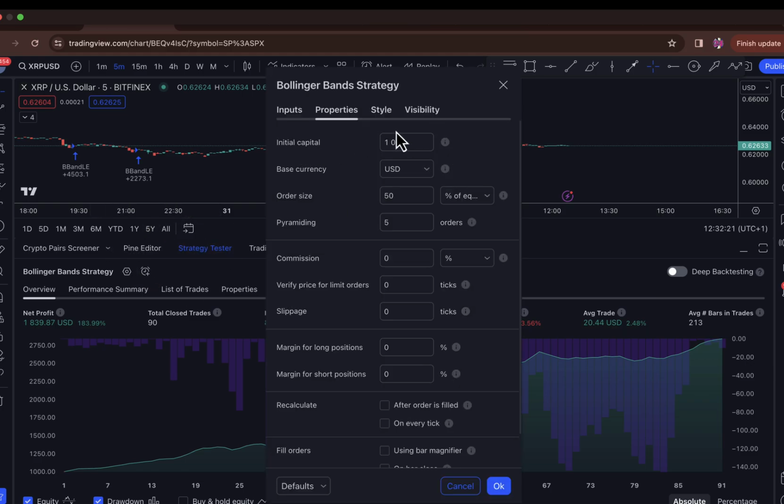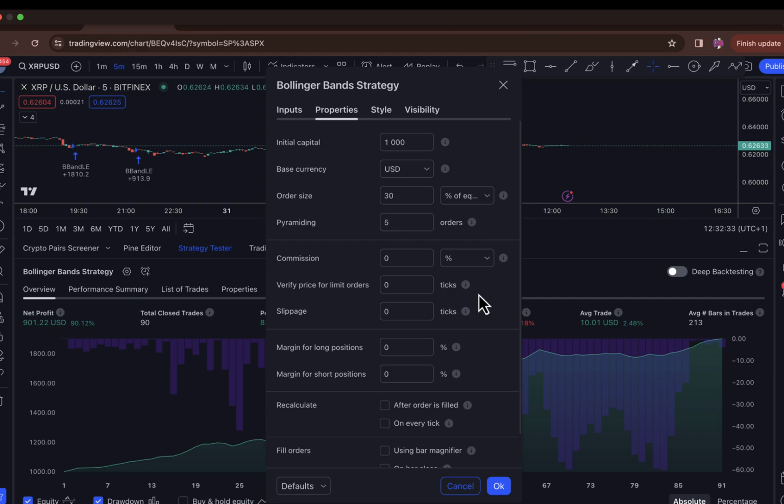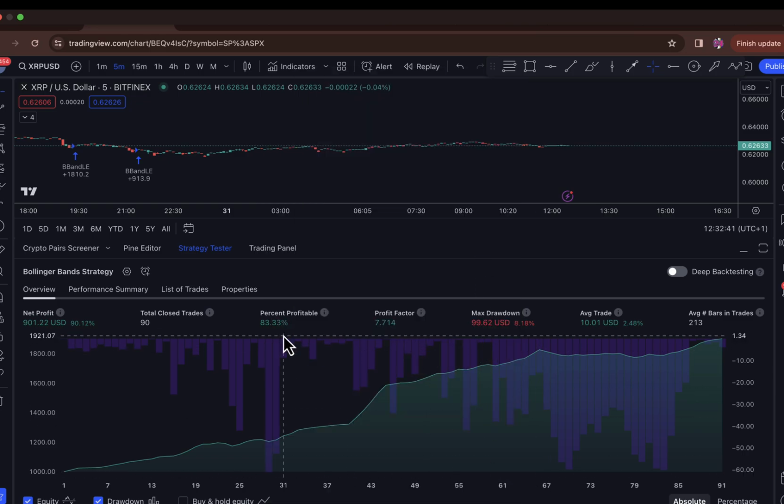So initial capital 1K, base currency US dollars, order size, this is at 50, I'll make it 30%. Pyramiding, put it on 5, and the rest is fine. The broker will sort that one out for you. And yeah, this is 83% profitability on this strategy.